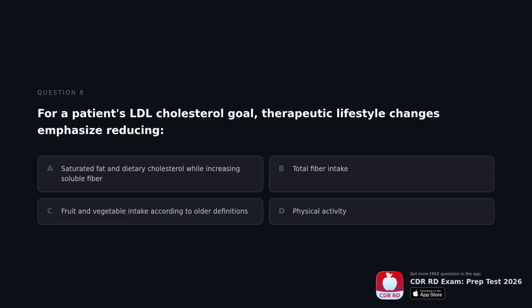For a patient's LDL cholesterol goal, therapeutic lifestyle changes emphasize reducing A. Saturated fat and dietary cholesterol while increasing soluble fiber. B. Total fiber intake. C. Fruit and vegetable intake, according to older definitions. D. Physical activity.